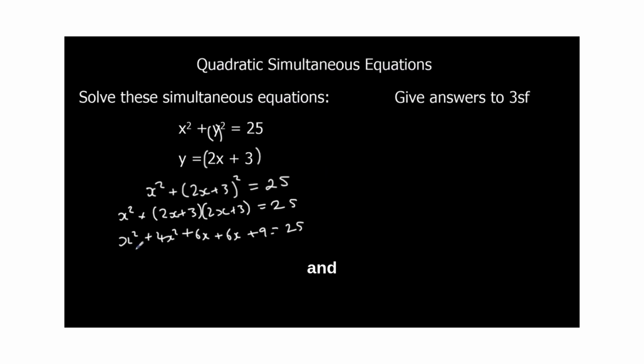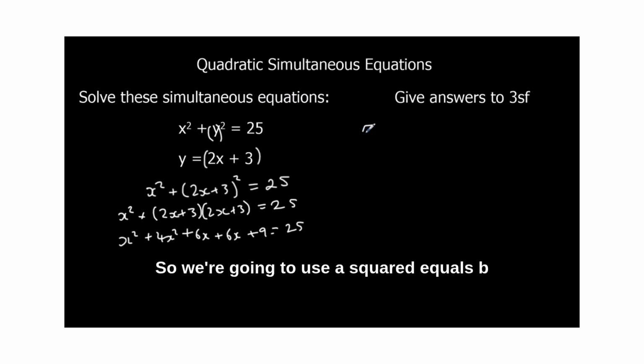Then we're going to collect the like terms. So I'm going to go over here. 1x squared plus 4x squared is 5x squareds.